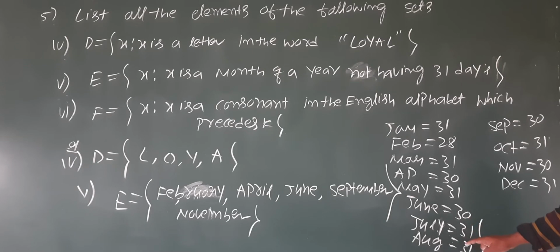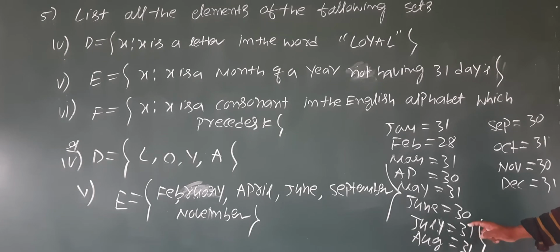7th month and 8th month, July, August: 31, 31, 31, 31. Next 30, 31, 31, 30.